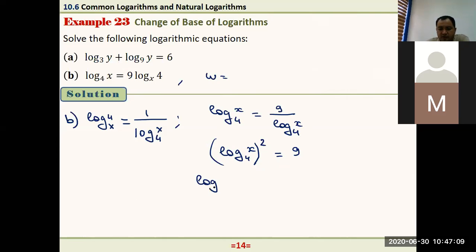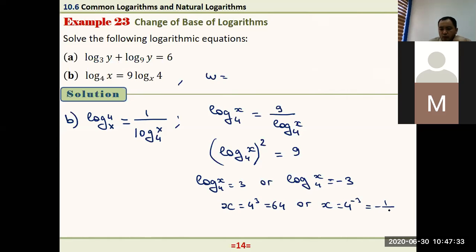So it is logarithm of x to the base 4 equals 3, or logarithm of x to the base 4 equals negative 3. So from the first one, x equals 4 cubed, which is equal to 64, or here we have x equals 4 to the power negative 3, which is equal to 1 over 64. Okay. All right.